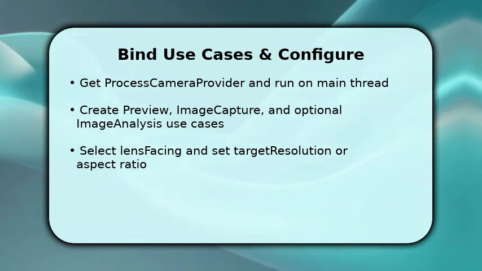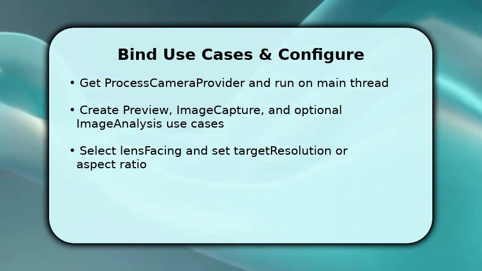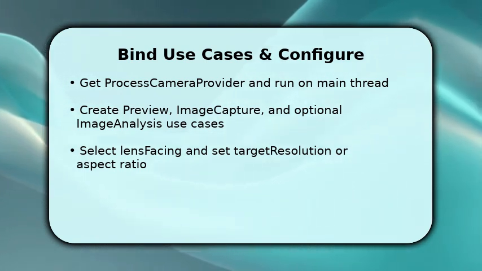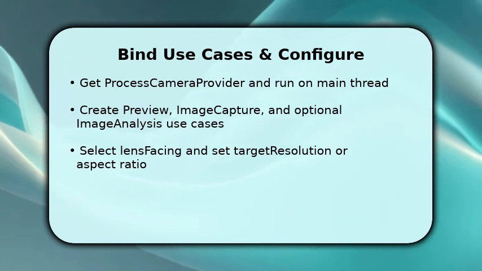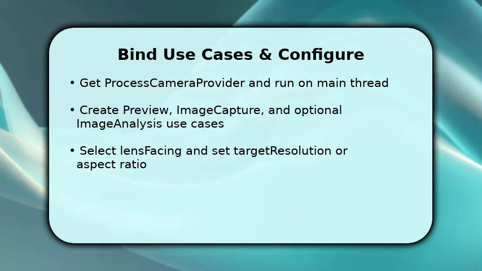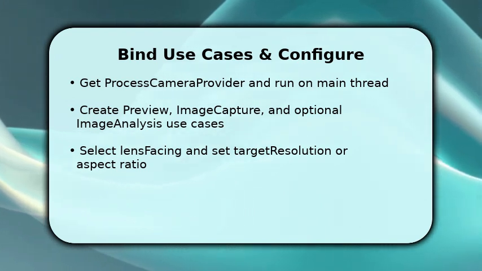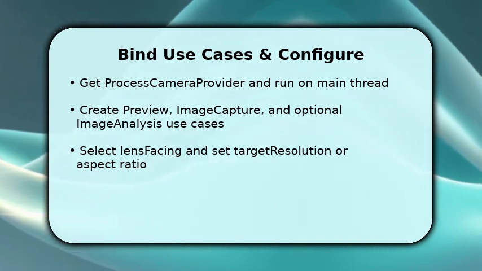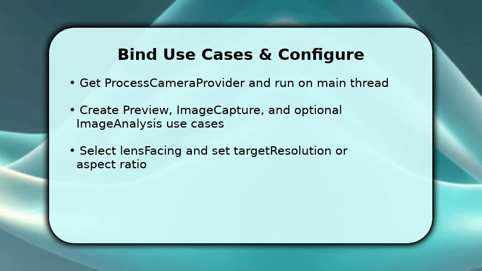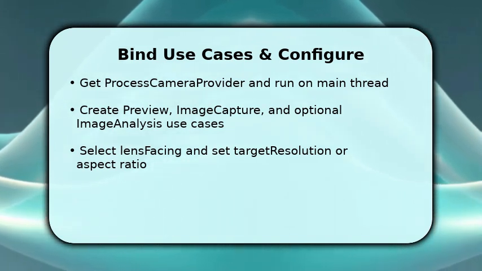Create preview with a surface provider tied to your preview view, then configure image capture with desired JPEG quality and target rotation. If you need frames, add image analysis with an executor and backpressure strategy. Choose camera selector for front or back lens and set target resolution or use a 16:9 aspect ratio so output matches your UI. Finally, bind the chosen use cases to the lifecycle owner.